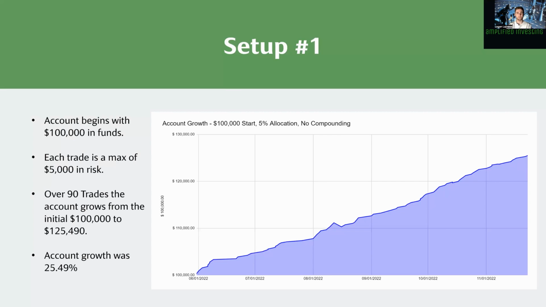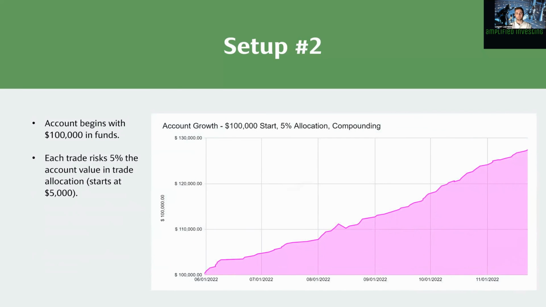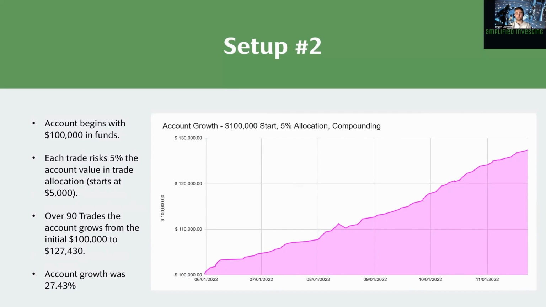Absolutely. Sweet. Setup number two. So same kind of beginning entry, $100,000 in funds. Each trade risks 5%. That means we're going to start at $5,000. So here's this chart. It looks pretty much the same as the other one, except the high end is going to be a little bit different. Over the 90 trades, the account grows to $127,430. So it's a little bit more growth. Again, we are compounding. That's a 27.43% growth for the same time frame.